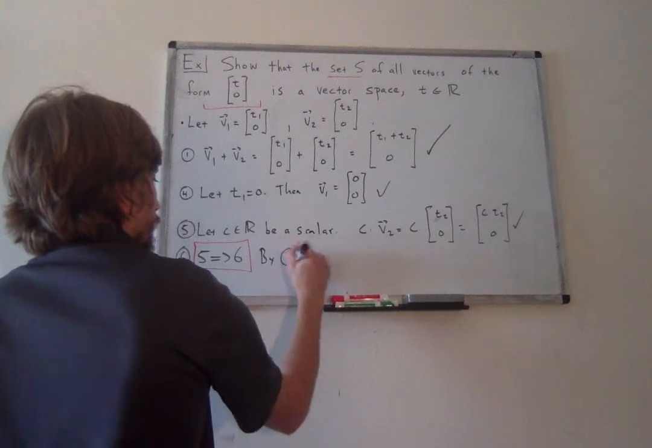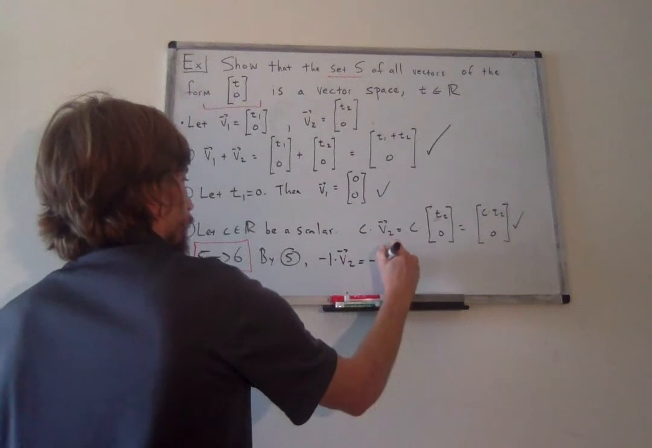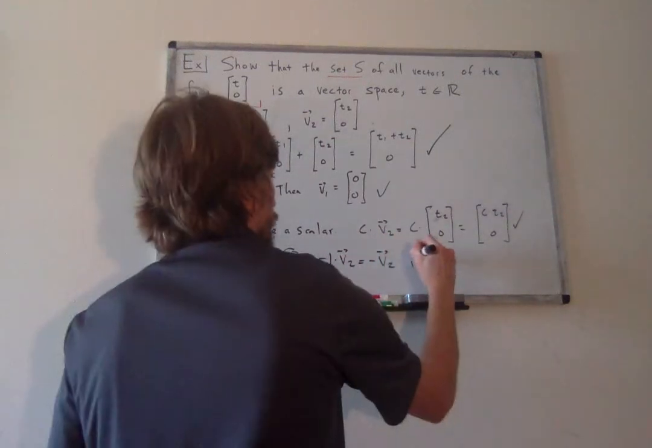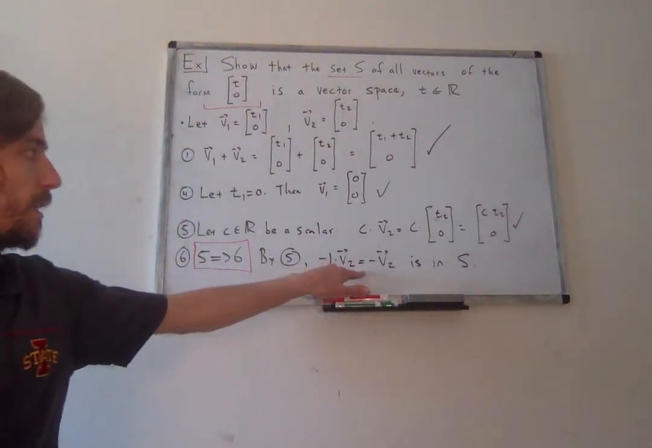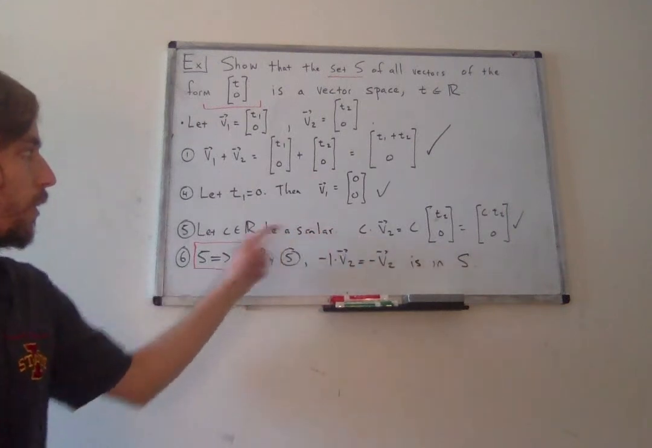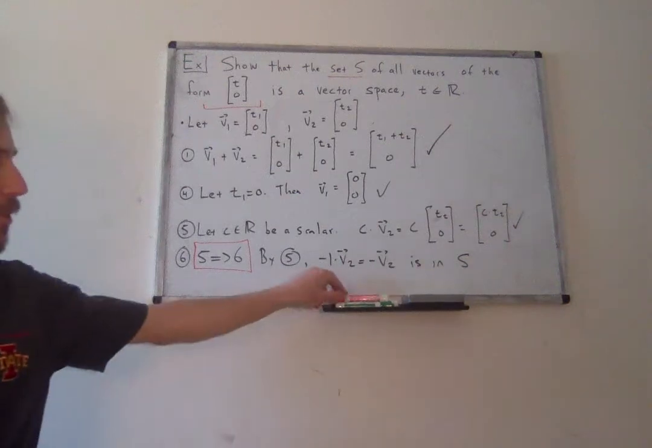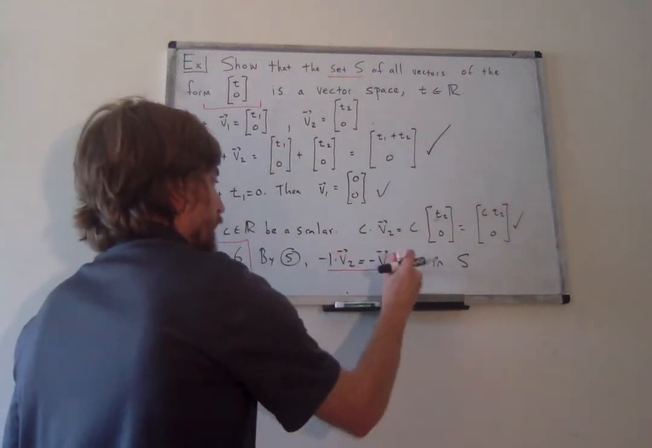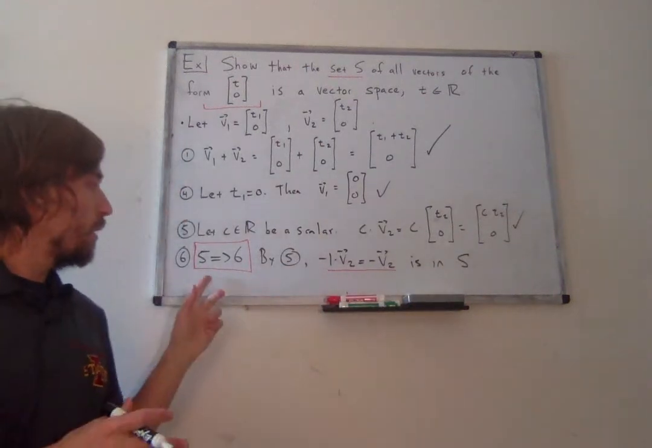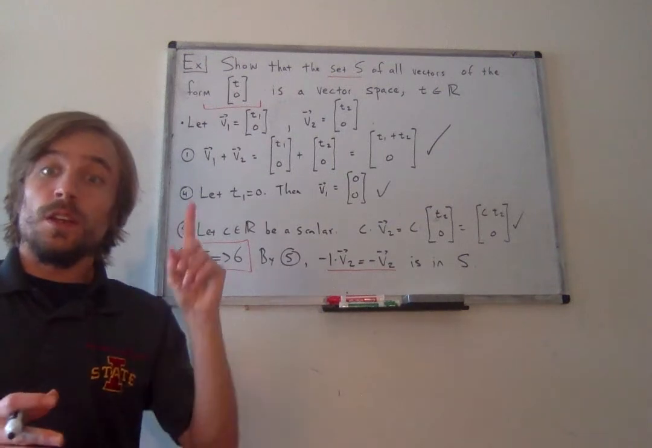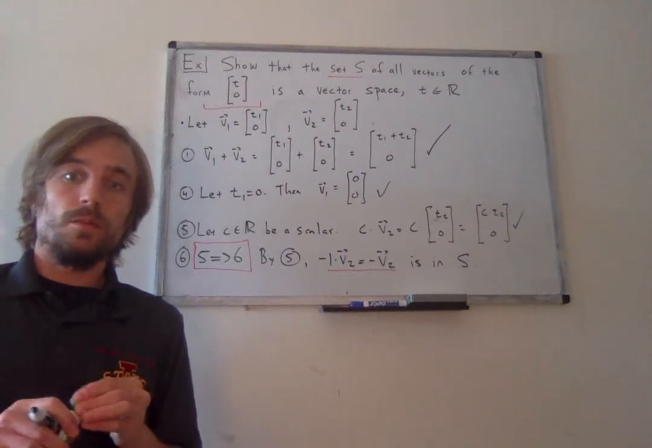by 5, negative 1 times v2, which is just equal to the vector negative v2, is contained in S. And the reason is that negative 1 is just a scalar, right? And we've already shown for any scalar, this scalar times v2 is contained in S. And so specifically, if I let this scalar be negative 1, well, then the negative of any vector is contained in my vector space. And so we've got 6 checked off the list. So we've actually reduced the number of cases we need to check from 4 to 3.